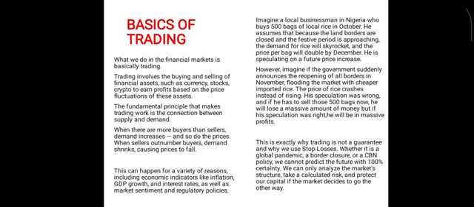Basis of trading. What do we do in the financial market? What we do in the financial market is basically trading, right? Trading involves the buying and selling of financial assets such as currency, stocks, crypto to earn profit based on the price fluctuations of these assets. The fundamental principle that makes trading work is the connection between supply and demand. When there are more buyers than sellers, demand increases, right? And so the prices. When sellers outnumber buyers, demand shrinks, causing prices to fall.